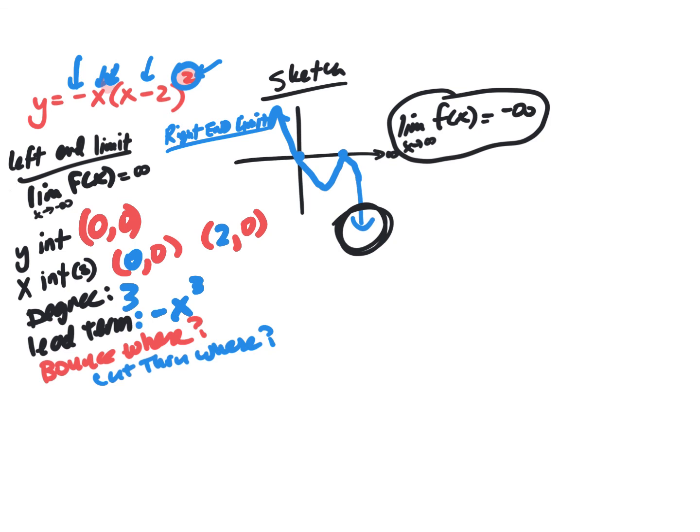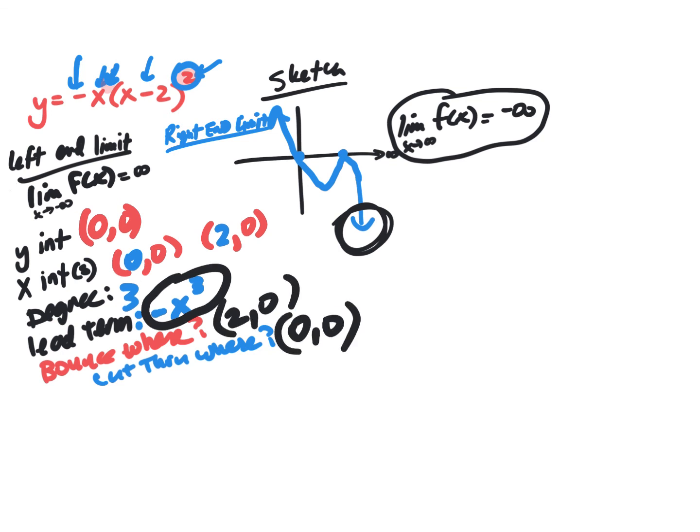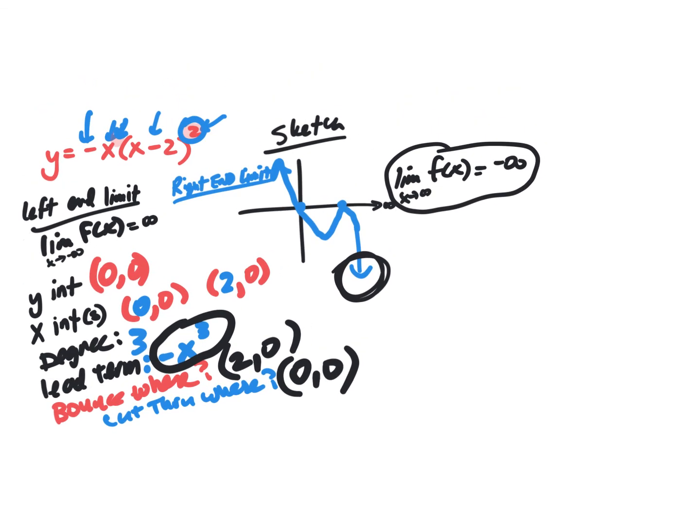The lead term, if I multiplied this all out, it would be negative x to the third. That's the lead term then. It's whatever would be in front if you multiplied it all the way out. Does it bounce? Yes, at 2. Does it cut through? At 0. And would I like it even better if you wrote those as points? Yes. The point would be 2, comma 0, and this would be at 0, comma 0. Okay, that answers a lot of stuff. It's not everything, but it's a good start to the review.